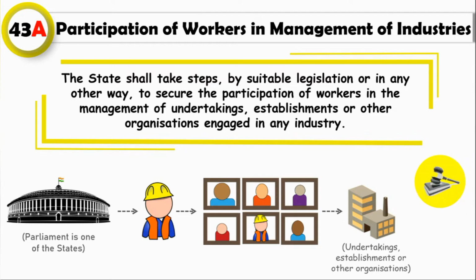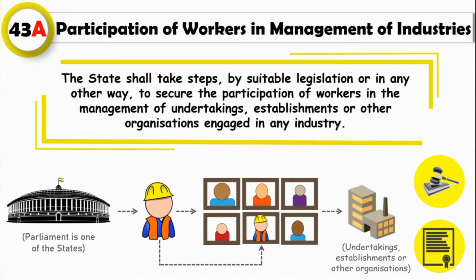By passing suitable legislation or in any other way, like making laws, rules, regulations, acts, schemes, etc. So the base of this article is workers' involvement in the decision-making process of any industry. As you all know, this article, that is Article 43A, has been added later in the Indian Constitution. So what was the need to add this article in the Indian Constitution?